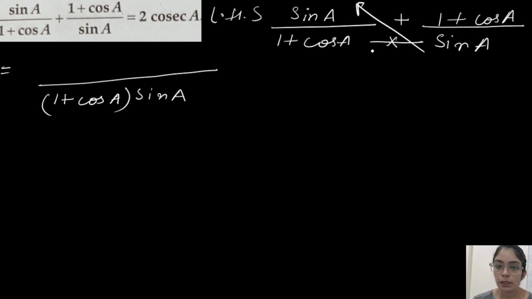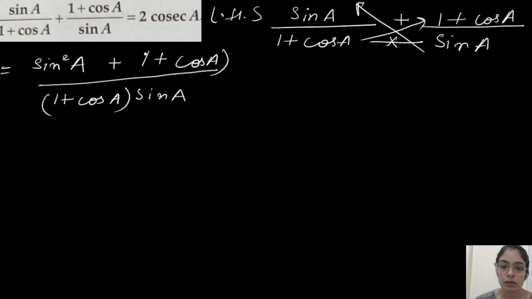Now here we have to do cross multiplication. So sin A into sin A will become sin square A, plus 1 plus cos A into 1 plus cos A, which will become 1 plus cos A whole square. So how to take the LCM? First of all, the denominators get multiplied with each other. You can see I have written 1 plus cos A into sin A.